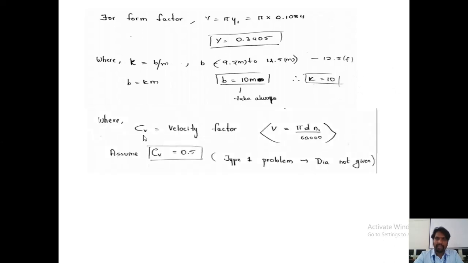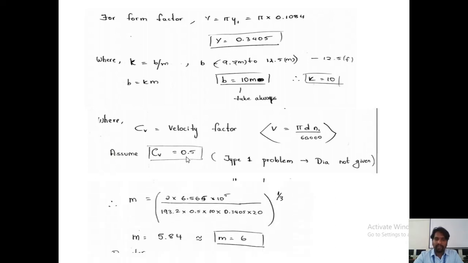Once you know K, we need to calculate Cv. Cv is known as the velocity factor, which depends upon the velocity. Velocity is given by pi d n1 by 60,000. But since the diameter is not given, this is the type 1 problem where the diameter is not given. Once the diameter is not given, you need to assume Cv for the first step. The condition is the diameter not given. When the diameter is not given, assume Cv 0.5. Later we need to calculate the corrected value once we calculate the module. So Cv is equal to 0.5.